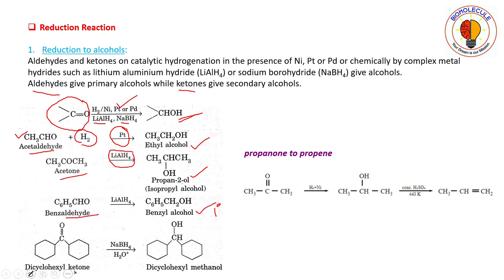And dicyclohexyl ketone, okay, this one is a ketone, so it will give dicyclohexyl methanol, that is secondary alcohol.